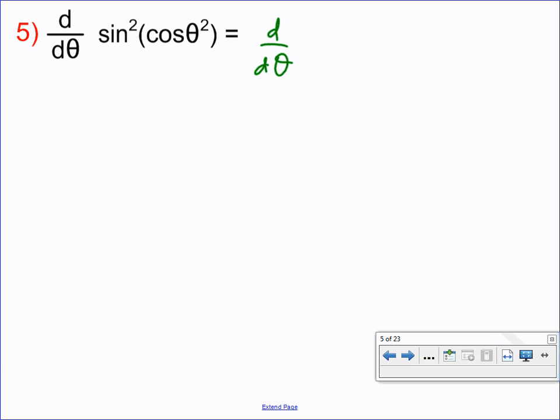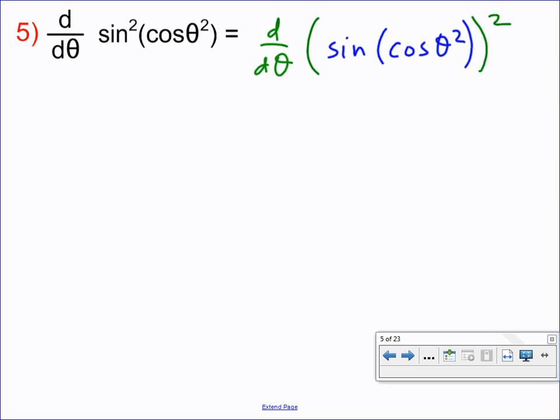Remember, this is an operator. d/dθ is not a quantity on its own. It does not exist without an input. This operates on something. In this case, it operates on the sine of cosine of theta squared, all squared. So we can see overall we've got a power rule, but we have several links in our chain.